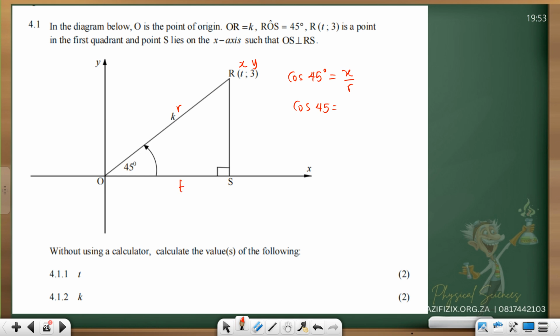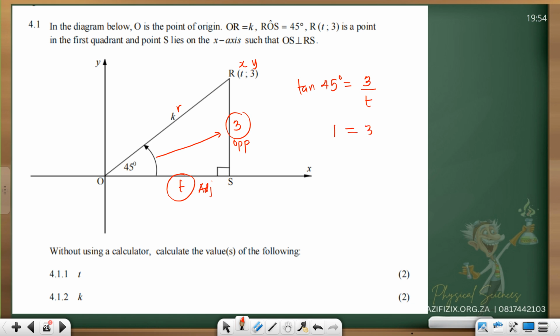Okay, so we have this as t and we have y. We have y as 3. So we have to rematch. Check. I want to match this. That's what we're doing in grade 10. What is this? Opposite. And what is this? Adjacent. This is completely grade 10. Opposite is 3. Adjacent is t. What is tan 45? 1. If you use your calculator, cross multiply.